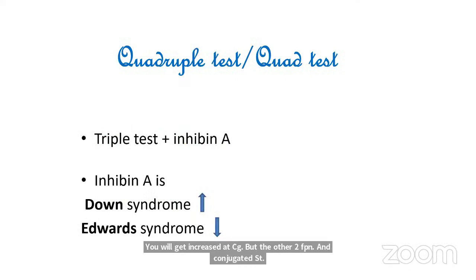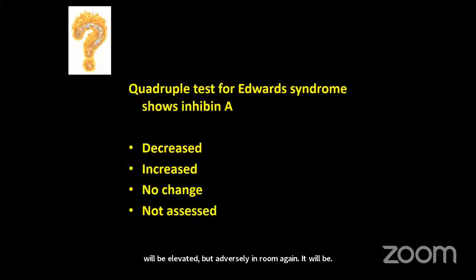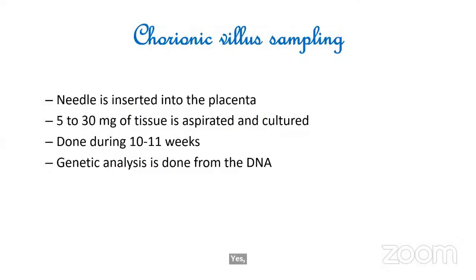Quadruple test or quad test: if you add inhibin A along with triple test, you call it a quadruple test or quad test. So what about the inhibin A level? In Down syndrome, again it will be elevated, but in Edward syndrome, it will be low. So Edward is mostly everything low. So quadruple test for Edward shows inhibin A? Answer? Yes, decreased. So Edward is everything low.